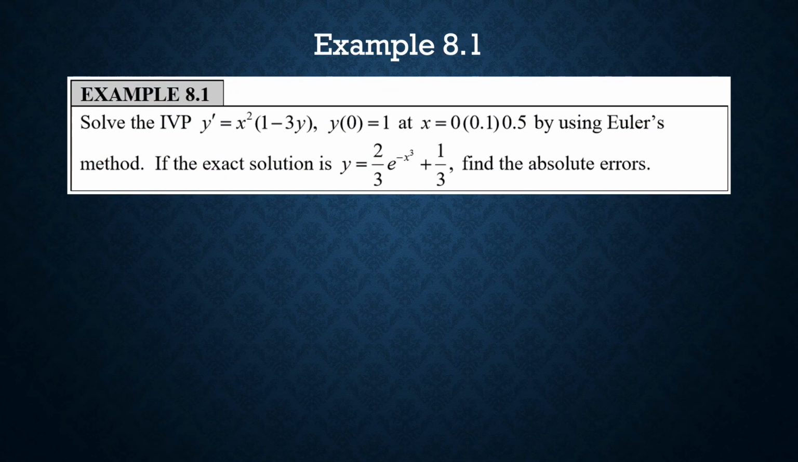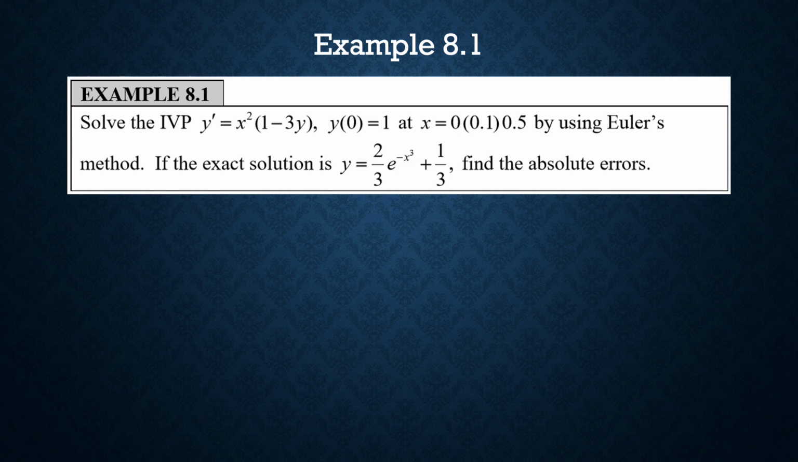Let us dive into our first example of using Euler's method. Solve the initial value problem of y prime equals x squared times (1 minus 3y), given that y0 is 1 and x is from 0 to 0.5 with a step size of 0.1 by using Euler's method. If the exact solution is y equals 2/3 times the exponential of minus x cubed, plus 1/3, find the absolute errors.